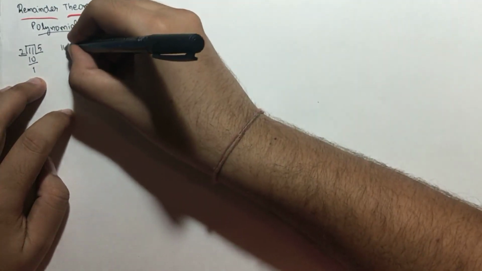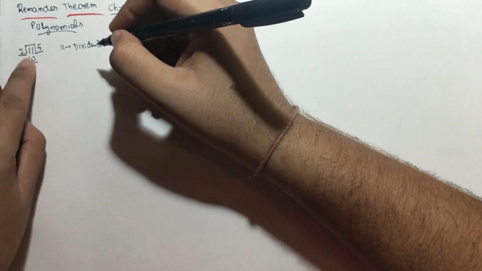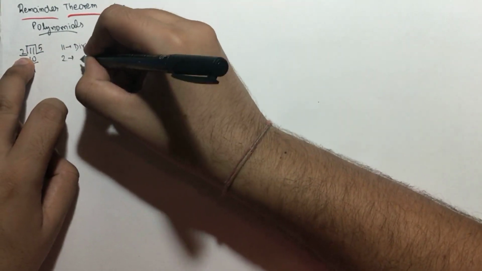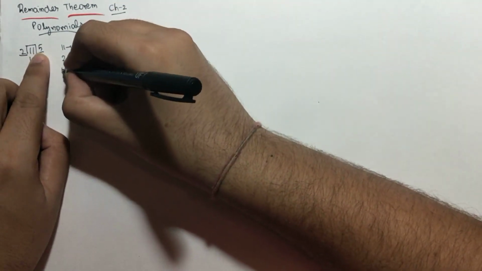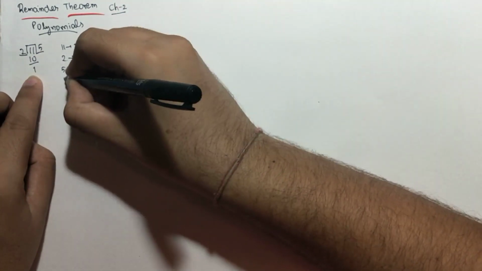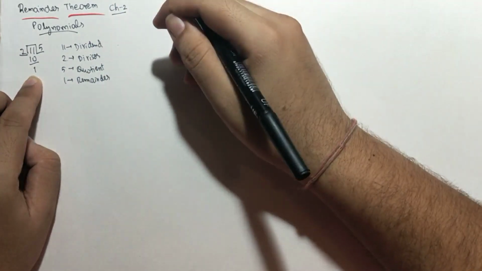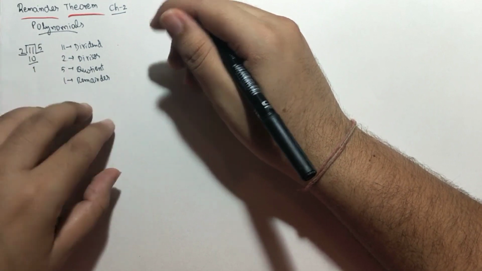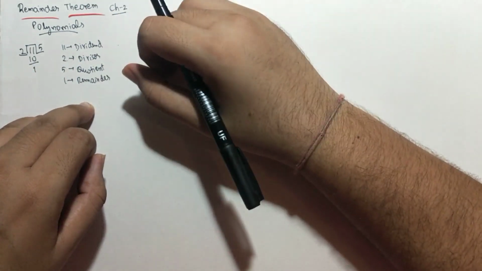Here 11 is my dividend. 11, the number which is inside, is known as the dividend. It is getting divided by 2, which is known as the divisor. 5 over here is my quotient, and 1 over here is the remainder. You must know these terms very well: what is dividend, what is divisor, what is quotient, what is remainder.